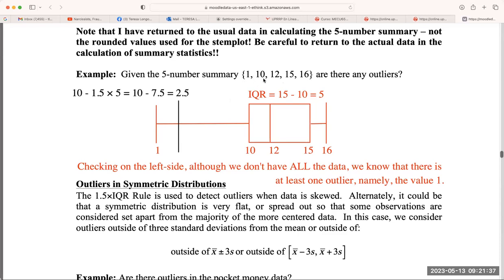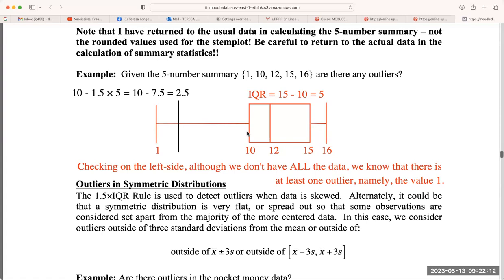We do not have all the data. All we have are the 5-number summary. So this is the minimum value. This is actually a value in the data set. So that's why I know 1 is an outlier, but there could be more. In fact, between 1 and 10, how many observations are between 1 and 10? Well, including the 1 and the 10 or 10?